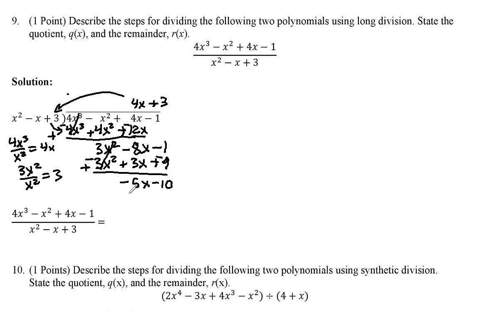So our quotient is right here. So we write it as the quotient, 4x plus 3, plus remainder over divisor. So minus 5x minus 10 over that divisor of x squared minus 3x. I'm sorry, minus x plus 3. And that one is all set.